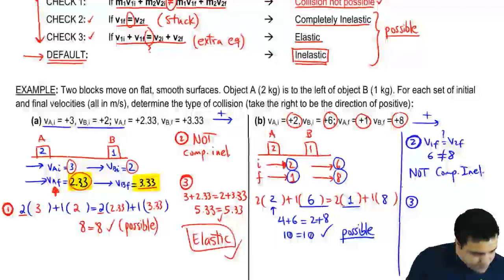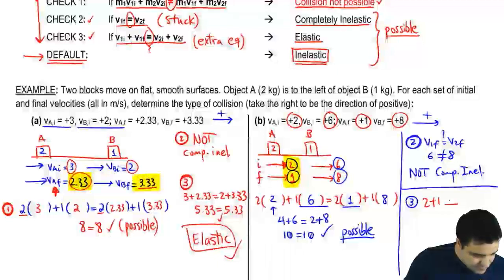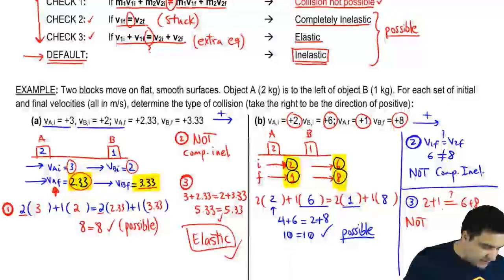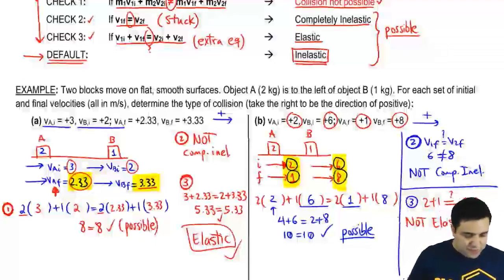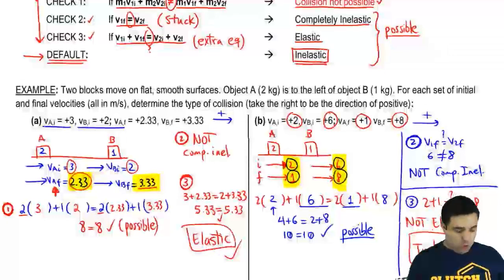The third check is whether these velocities match. It's this check right here, right? So I can just put the initial and final of 1, add them up, 2 plus 1. Is that the same as the initial and final for 2, 6 plus 8? And obviously these are not the same, so you know that this is not elastic. It failed the elastic test, which means it defaults to being an inelastic collision. Cool. That's it for this one.